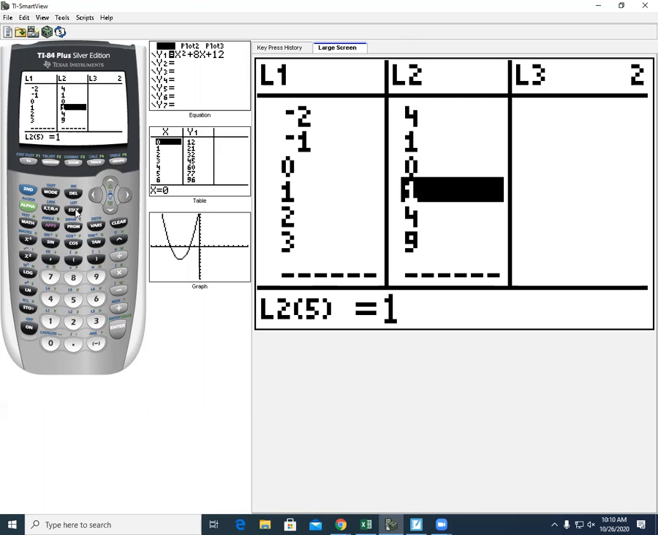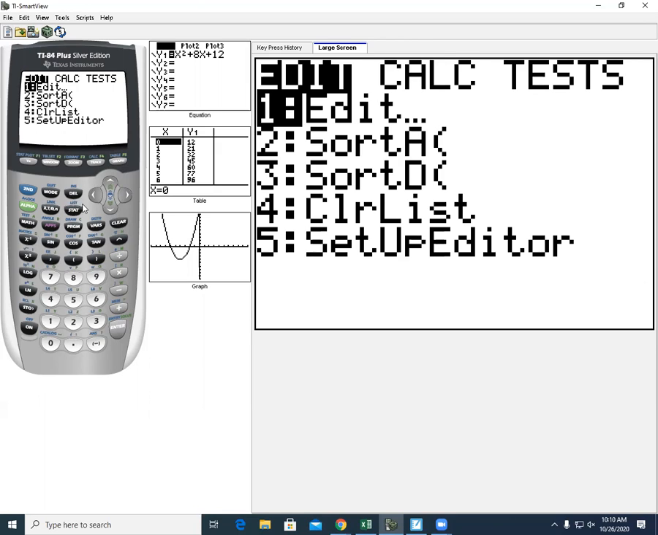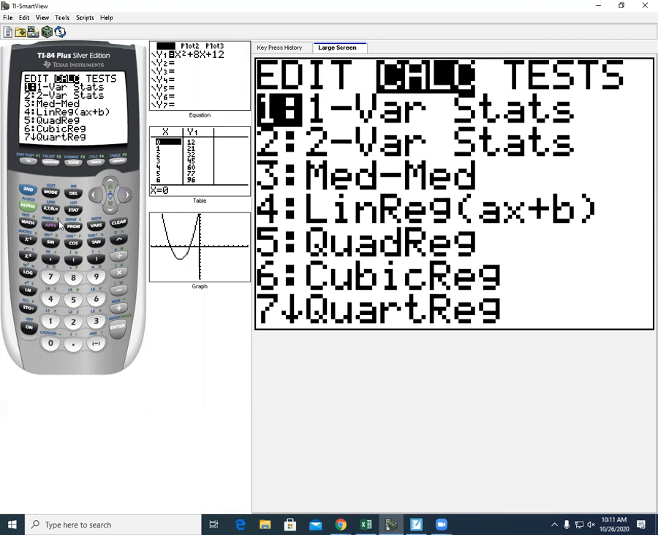Then you hit stat again. So hit the stat button again. My cursor is hovering over the stat button right here. Hit the stat button again, and then it will open up this list. Arrow to the right one time, and you will find all of the regressions of everything we just talked about.